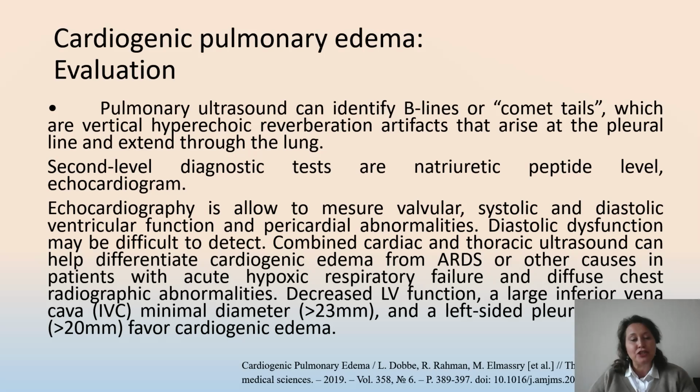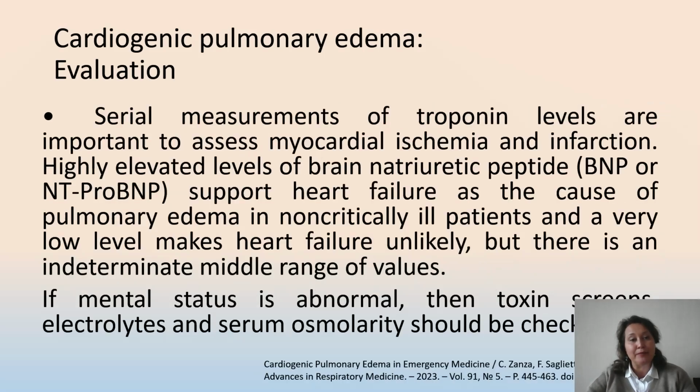Diastolic dysfunction may be difficult to detect, and a combination of cardiac and thoracic ultrasonography can help differentiate cardiogenic edema from acute respiratory distress syndrome or other causes when a patient has acute hypoxic respiratory failure. Decreased left ventricle function, a large inferior vena cava with minimal diameter more than 23 mm, and left side pleural effusion more than 20 mm can be symptoms of cardiogenic edema.